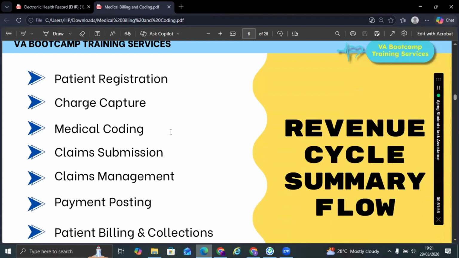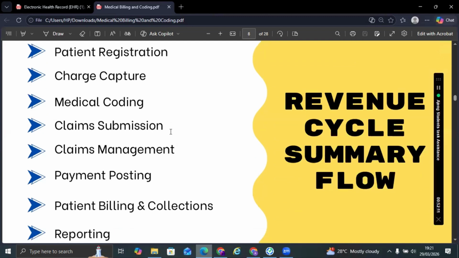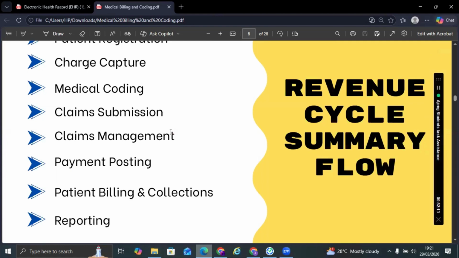So this is the revenue cycle summary flow. They are patient registration, charge capture, medical coding, claim submission, claim management, payment posting, patient billing and collection, then reporting.